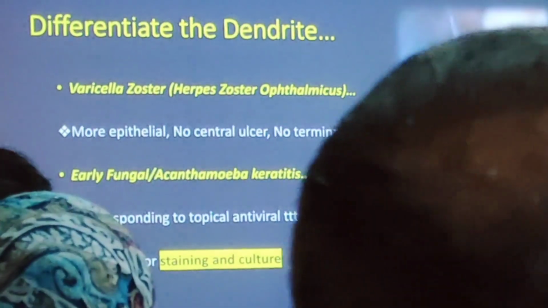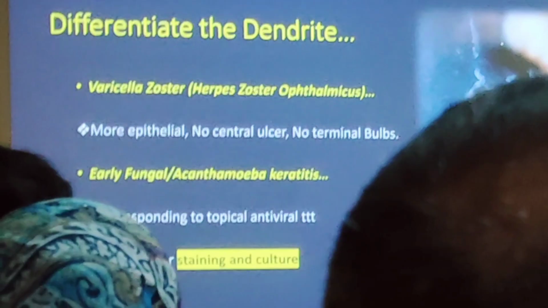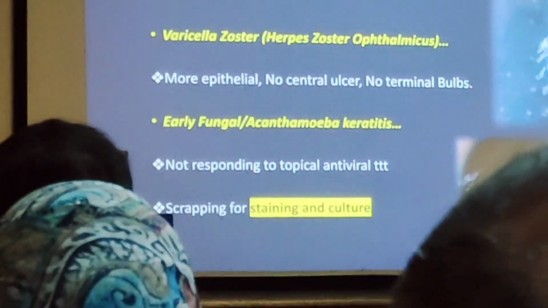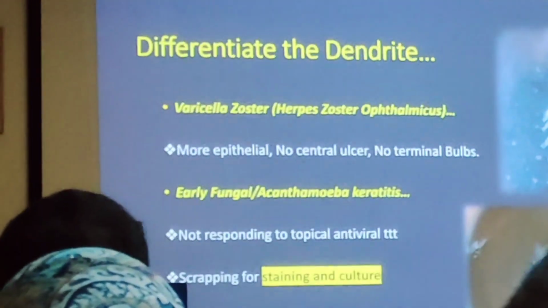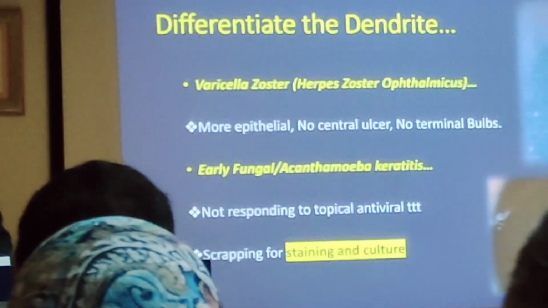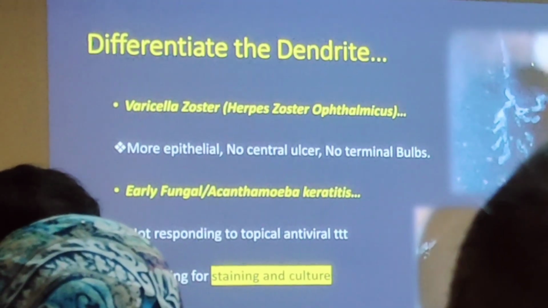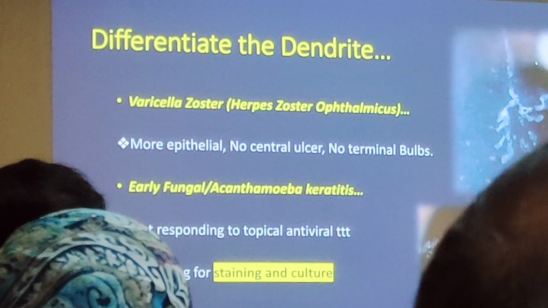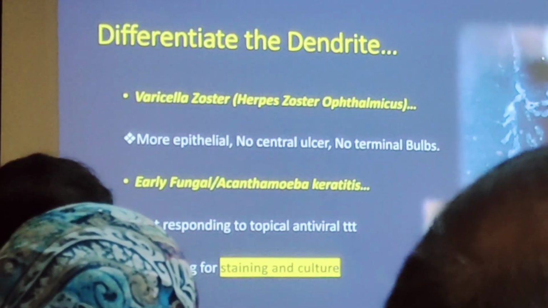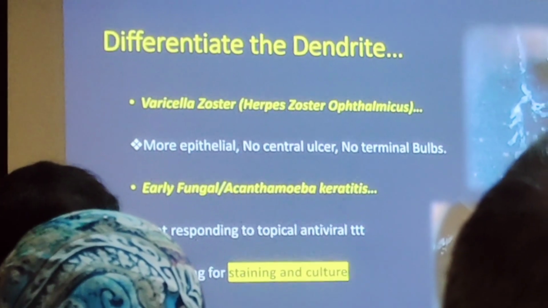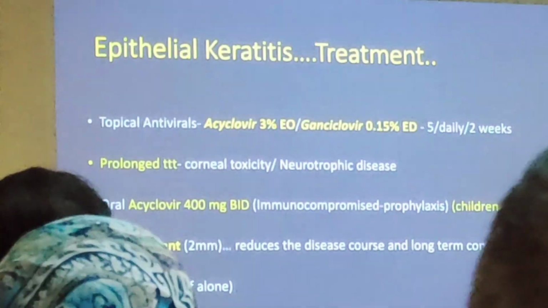We have to differentiate the dendrites. As in cases of herpes zoster ophthalmicus, the dendrites are more epithelial, with no central ulcer, negative for fluorescein staining, with no terminal bulbs. And also in early infectious cases, as in cases of fungal and acanthamoeba keratitis, if we suspected herpes simplex virus, it will not respond to topical treatment. So scraping for staining and for culture is mandatory to achieve the diagnosis.